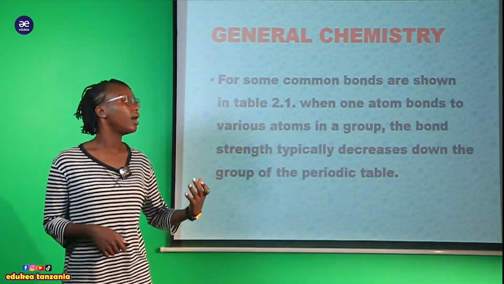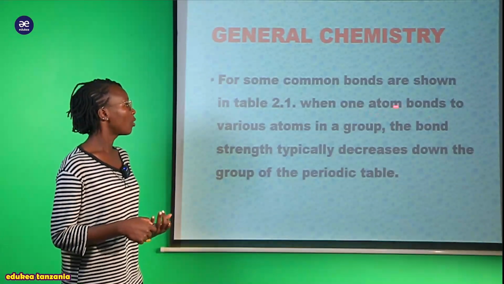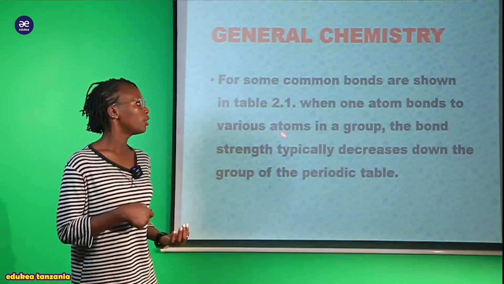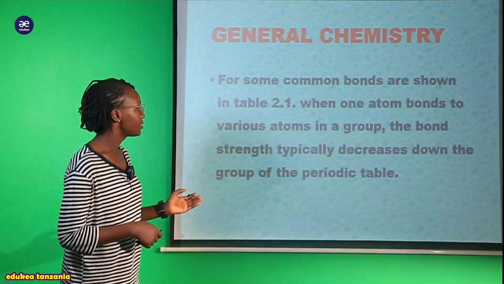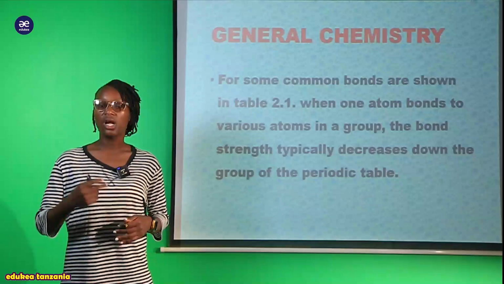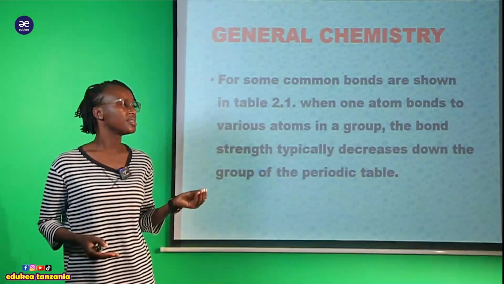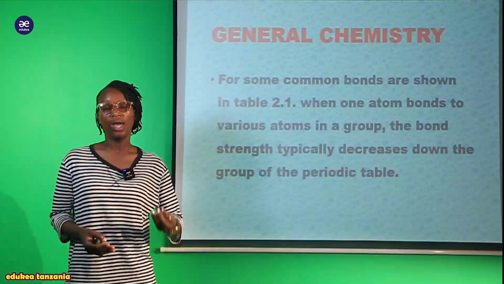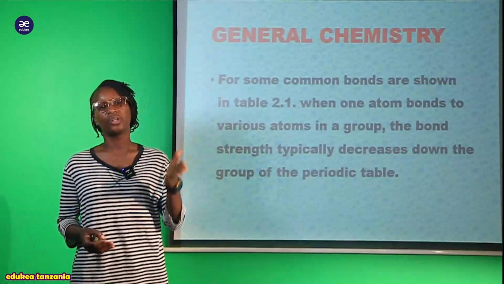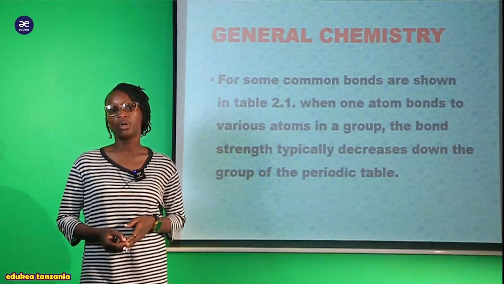Kwa sababu gani huyu bond amekuwa bonded? Tunasema kwamba its atom ametend to bond to the various atoms in the group. So as long as one atom tends to bond to various atoms kwenye group, always you can see that ile strength yake inapungua. Na inapungua kwa namna gani? Inapungua as you go down the group of the periodic table.